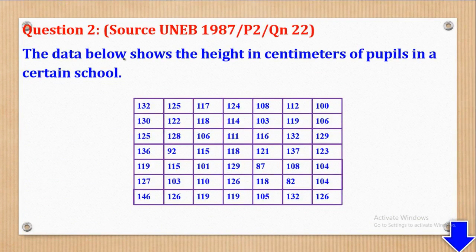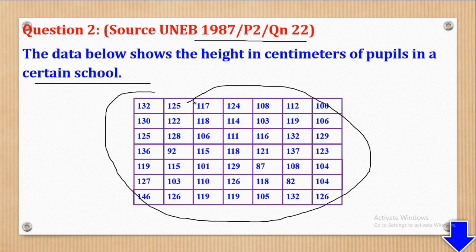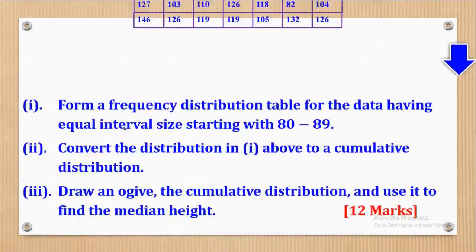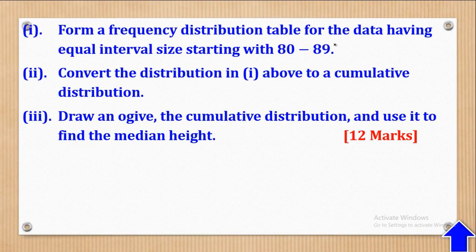Now I shall go to question 2. Question 2 came from UNEB 1987 paper 2, question 22, and it says the data below shows the height in centimeters of pupils in a certain school. So these are the heights in centimeters. Part A says form a frequency distribution table for the data having an equal class interval size starting with 80 to 89. Then Roman 2, they said convert the distribution in Roman 1 above to a cumulative distribution, and lastly draw an Ogive, in brackets the cumulative frequency curve, and use it to find the median height.